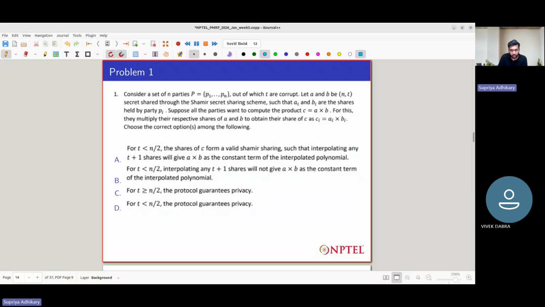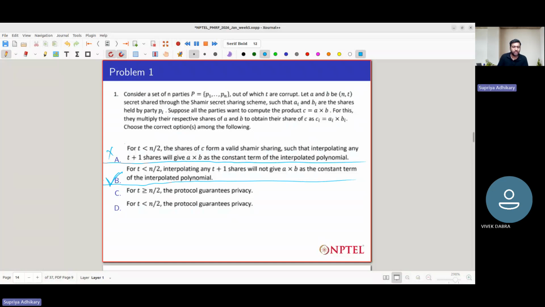Okay, so I think there is a misalignment. This is option A, which is definitely not true. Option B is over here. For t less than n over 2, interpolating any t plus 1 shares will not give A times B as the constant term. So this is true. T plus 1 many shares will not give the secret.